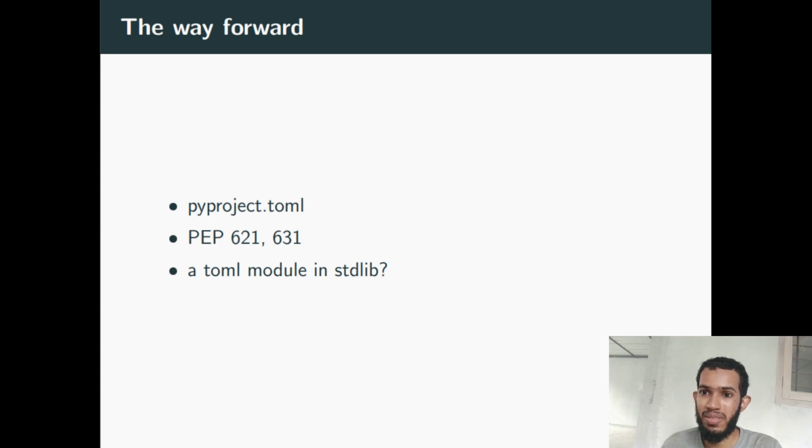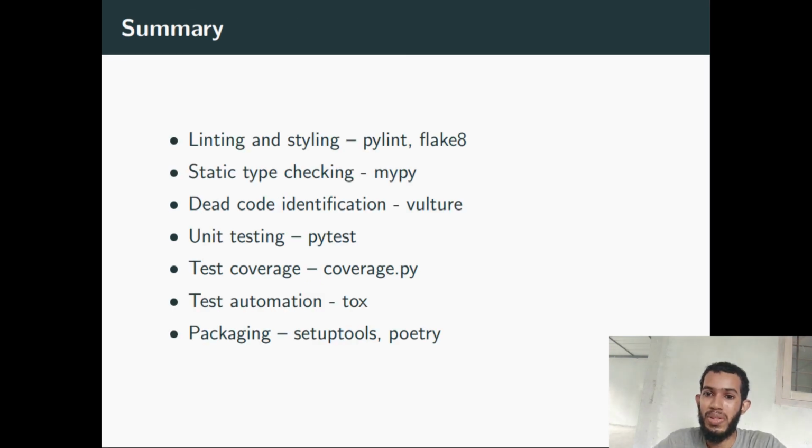So now we have come to the end of the presentation. Let's have a quick recap of what we saw so far. We talked about linting and styling, static type checking using tools like MyPy, and identifying dead code so that it can be eliminated later by using tools like Vulture and Pyflakes. Then unit testing, test coverage, and test automation, and finally packaging and publishing.